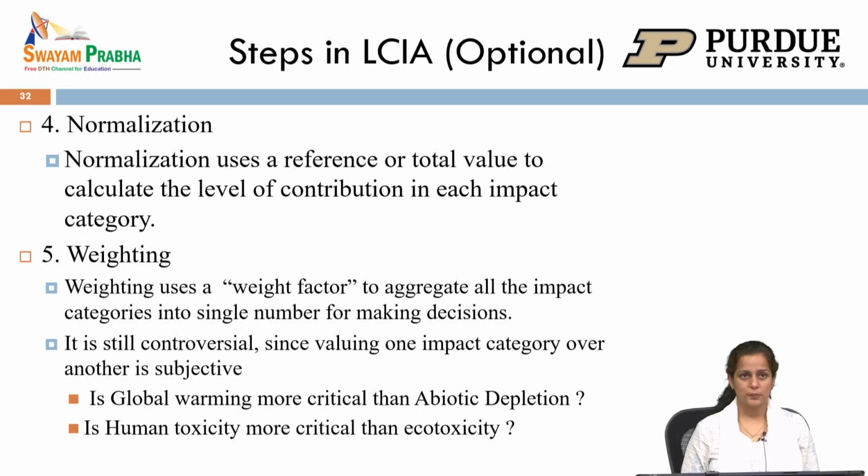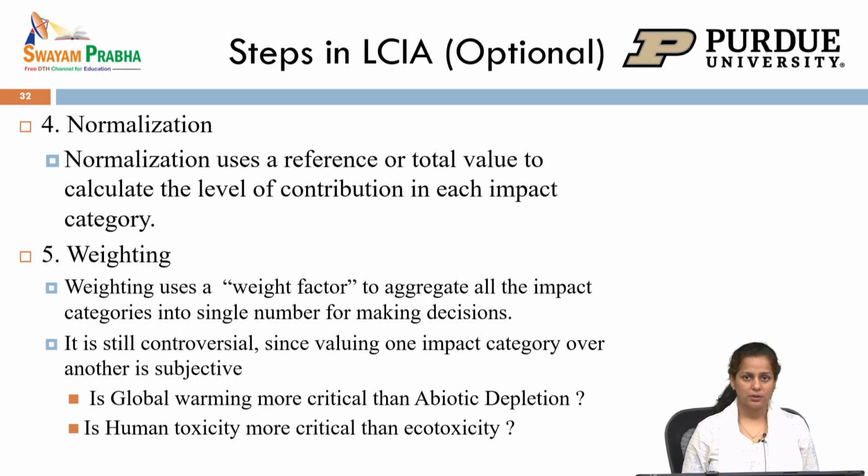The fourth one is normalization. Normalization is mainly about changing the absolute values into relative values. So, what it does is that it uses a reference or total value to calculate the level of contribution in each impact category. So, we will see how normalization is done when we get to that step. But the idea is that we want to normalize so that if we have certain products with really high impact and certain with low, we can normalize and see the relative contribution using the same average baseline.